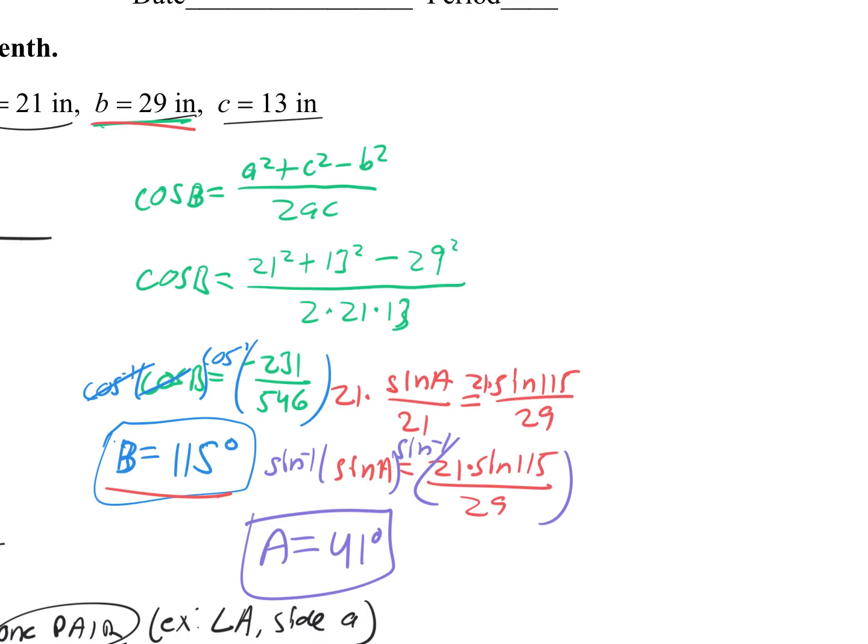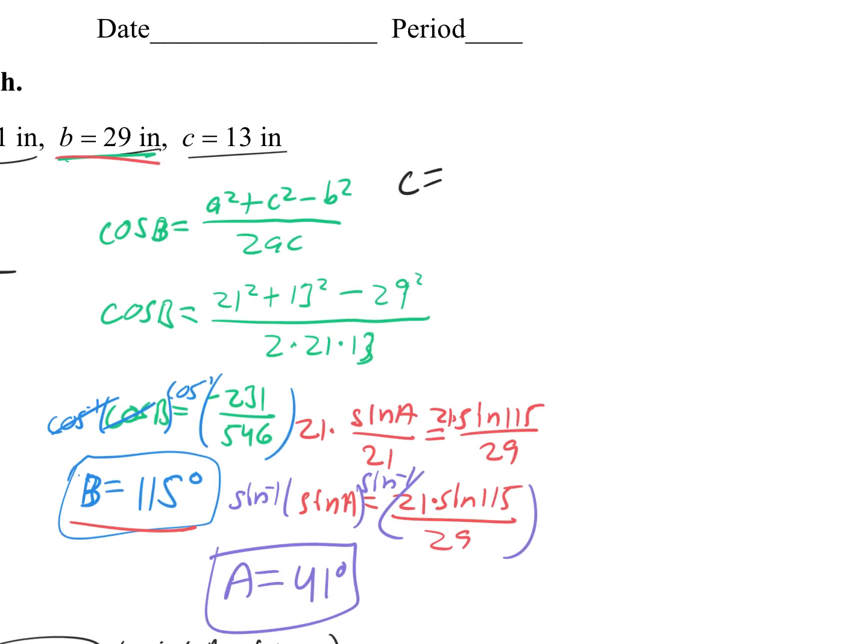So now that I have two angles, all I have to do to find angle C is add them and subtract from 180. So I could do 180 minus 115 minus 41. So I get angle C is 24 degrees.